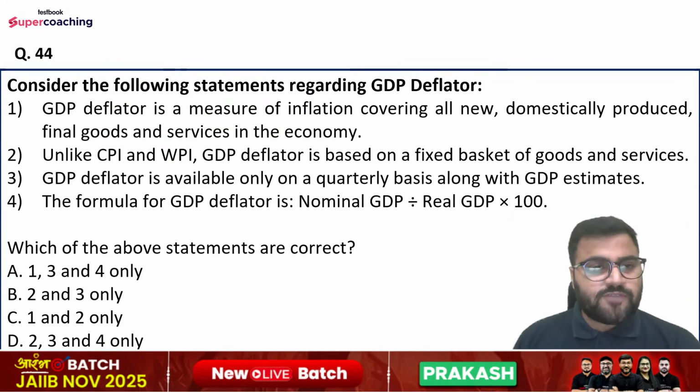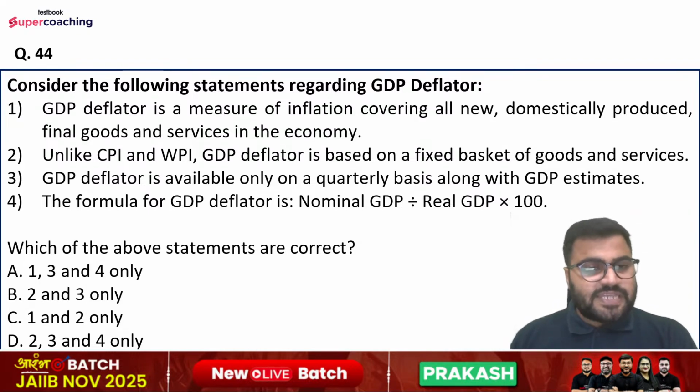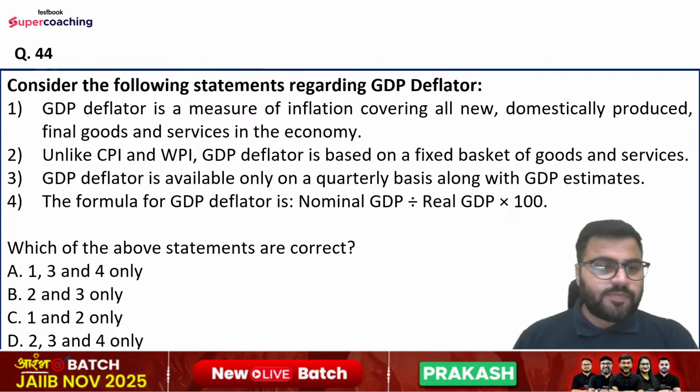Question number 44. Consider the following statements regarding GDP deflator. Statements are: GDP deflator is a measure of inflation covering all new domestically produced final goods and services in the economy. Unlike CPI and WPI, GDP deflator is based on fixed basket of goods and services. Statement number third is GDP deflator is available only on a quarterly basis. Along with GDP estimates, the formula for GDP deflator is nominal GDP divided by real GDP multiplied by 100.